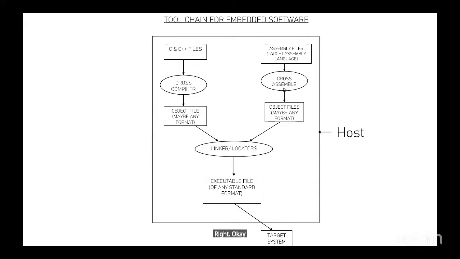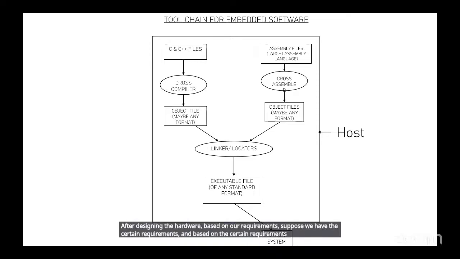Okay, so one second. This is basically the tool chain for embedded software. Here I'm going to get a bit more technical on the designing of the embedded system. First of all, we have to design the hardware. After designing the hardware, based on our requirements, we have already chosen the hardware and designed our electronic board based on the embedded components. On top of it, we have to write the software.